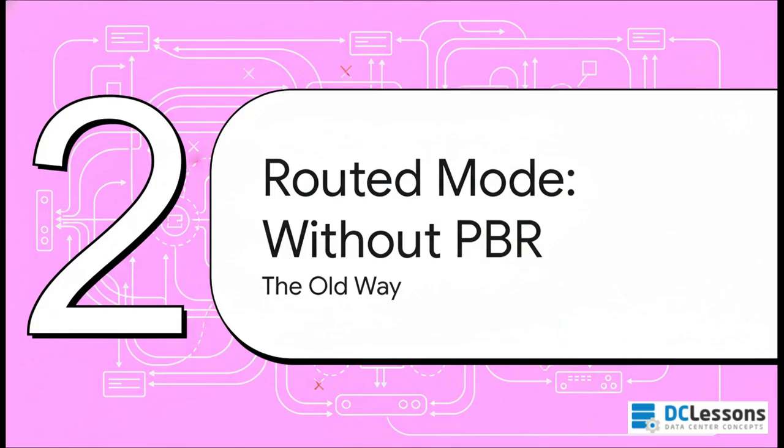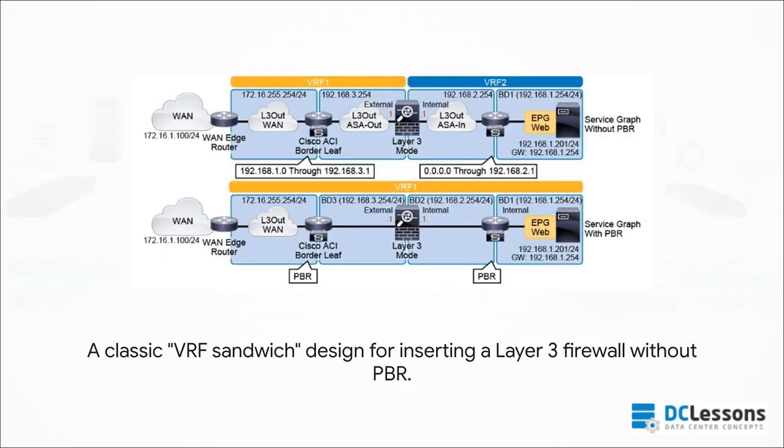To really appreciate just how elegant this new solution is, we have to understand the pain of the old way. So let's take a quick step back and see how Layer 3 service insertion used to be done in ACI before PBR really became the standard way to do things. Okay, I want you to focus on the diagram up top. This shows the old way, what we call a VRF sandwich. It's kind of what it sounds like.